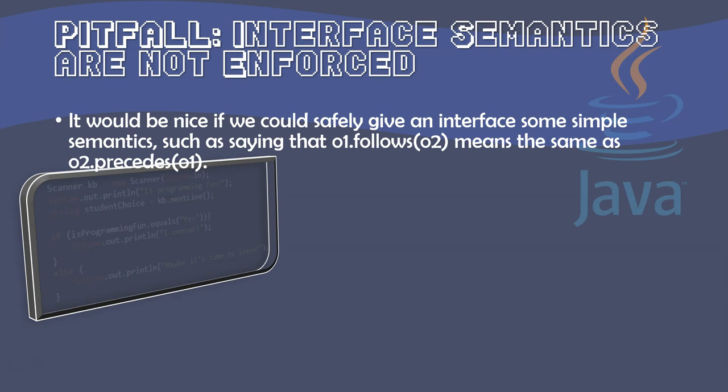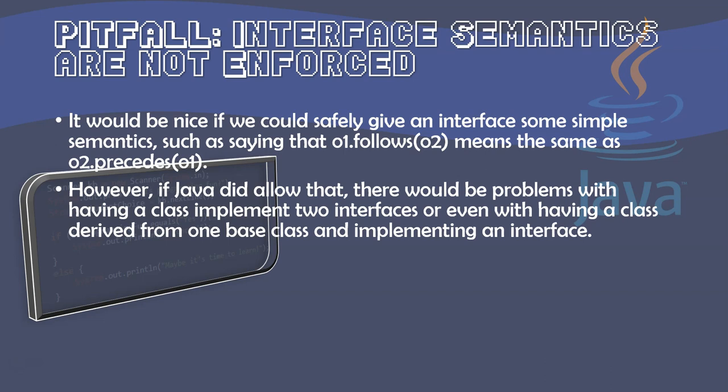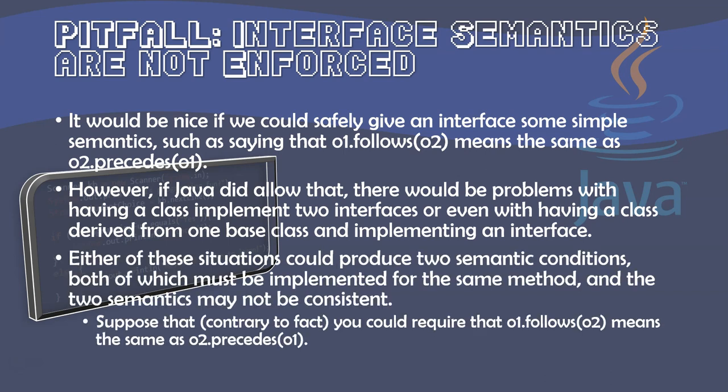Now, it would be nice if we could safely give an interface some simple semantics, such as saying that O1.follows(O2) means the same thing as O2.precedes(O1). However, if Java allowed that, there would be problems with having a class implement two interfaces, or with having a class derived from one base class and then implementing an interface. Either of these situations could produce two semantic conditions, both of which must be implemented for the same method, and those two semantics may not be consistent. For example, you could require that O1 follows O2 means the same thing as O2 precedes O1.